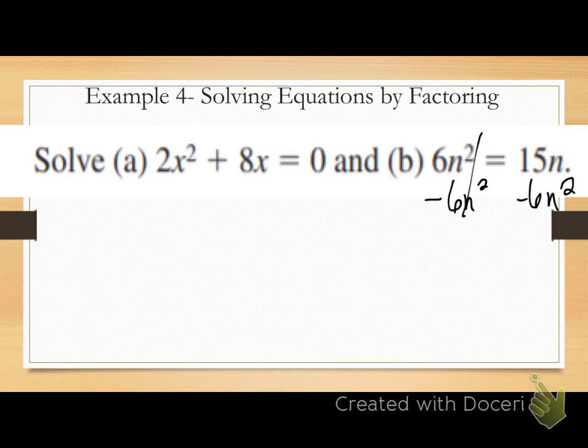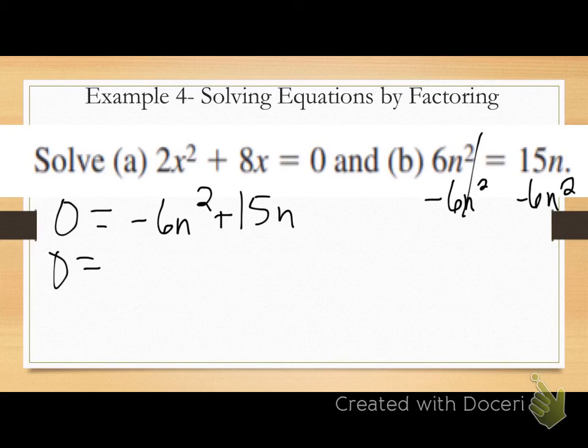So on the left-hand side of the equation, I get 0, right? Because the 6n squared is canceled out. And I get negative 6n squared plus 15n, right? Does that look okay? Looks okay to me. I'd say we're heading in the right direction. Now I can find the GCF, right? They're on the same side of the equation.